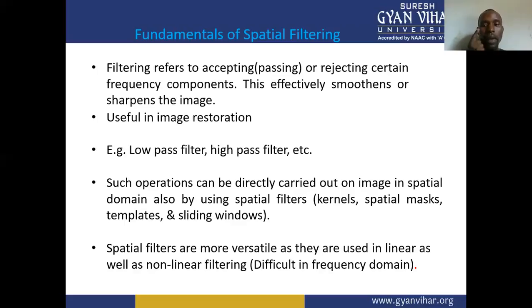Now, when we apply filtering operations on an image, we can use a spatial domain. When we use a spatial domain, it means that we are trying to filter this image using different filters. In spatial domain or spatial filtering, we have different methods. The first method is known as the kernel method. The second one is the spatial mask. The third one is the template, and the last one is sliding. The reason we have these is because they are very useful in both linear and non-linear filtering operations.